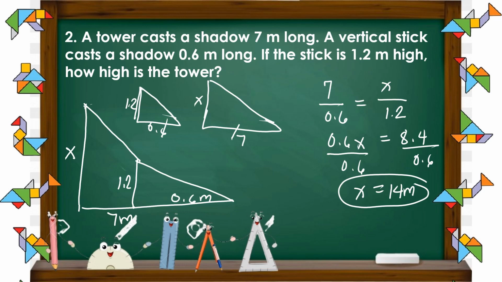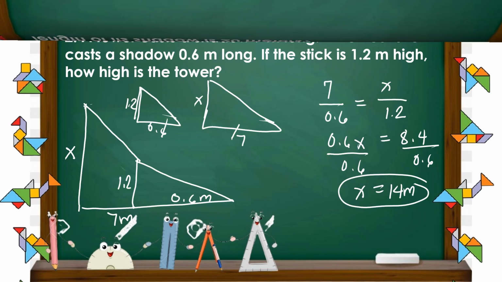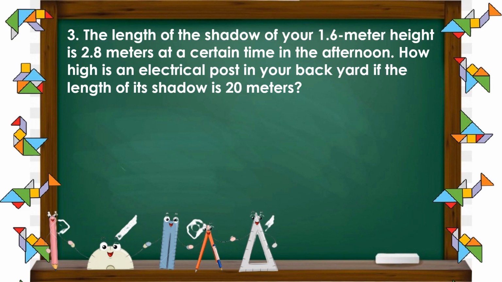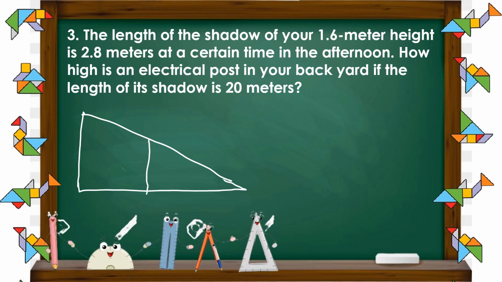So for 3, 4, and 5, I'm just going to guide you, give you the given and maybe the proportion. Then it's up to you now for the computation part. So number 3, we have here the length of a shadow. That's the same as your number 2. So let's just draw a triangle, the same triangle. This is a triangle inside another triangle. So they are similar triangles here.